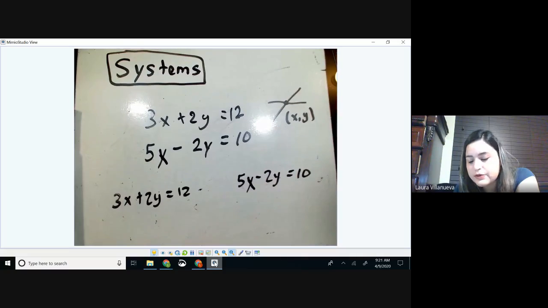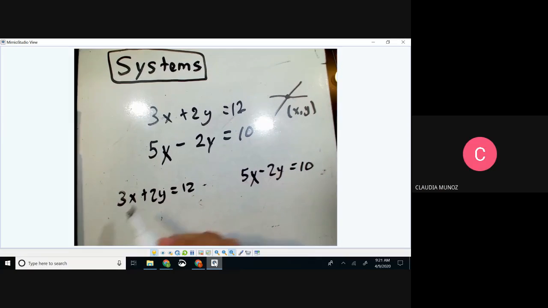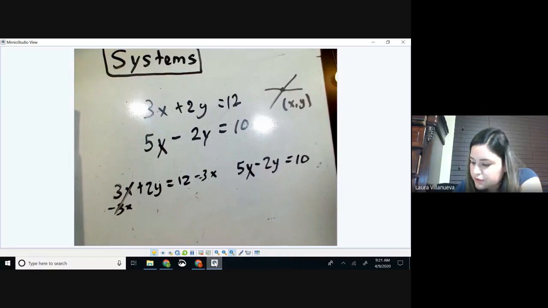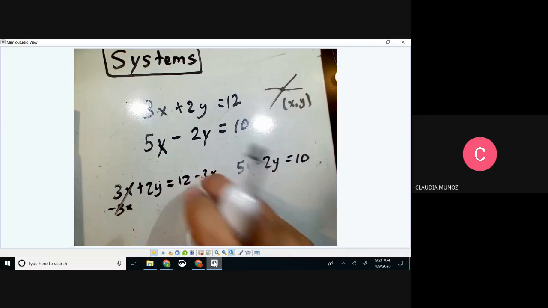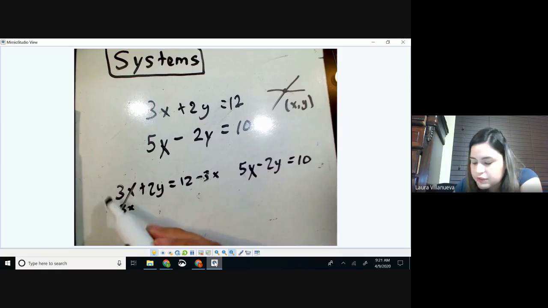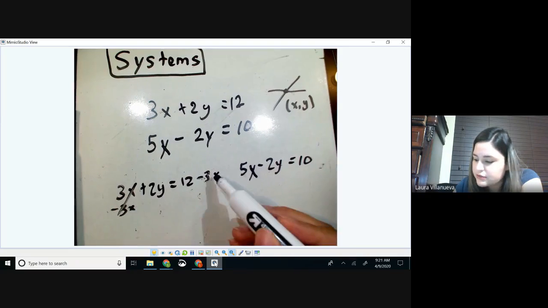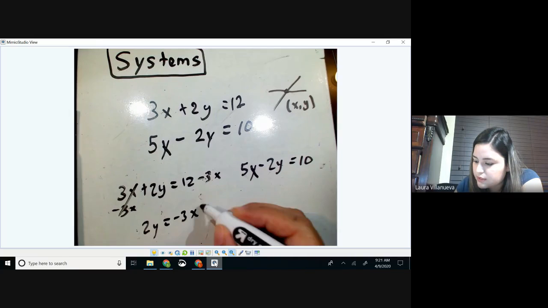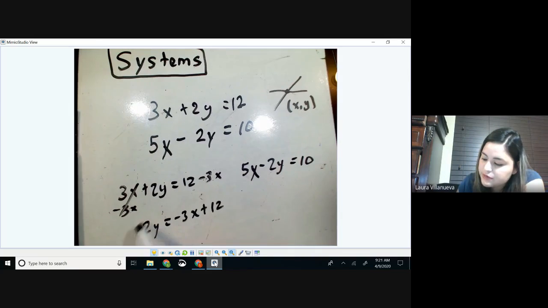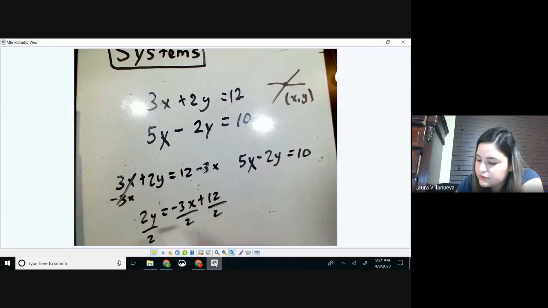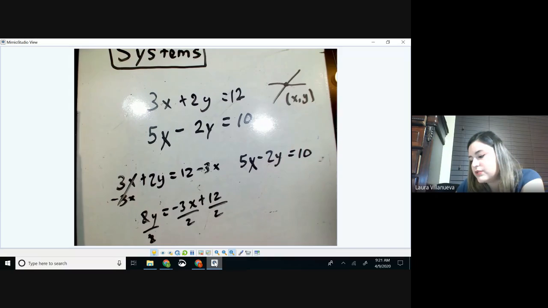So I'm going to go ahead and solve for y. I'm going to do minus 3x on both sides. When I do minus 3x, it's because this one is positive, so I'm trying to do the opposite of that so that I can move it over. So then I have 2y equals negative 3x plus 12. Then I'm going to divide by the number in front of the y, which in this case is 2. So now I have y equals negative 3 over 2 x plus 6.